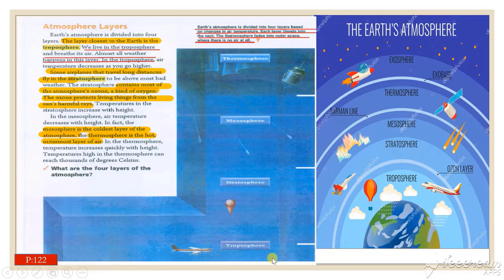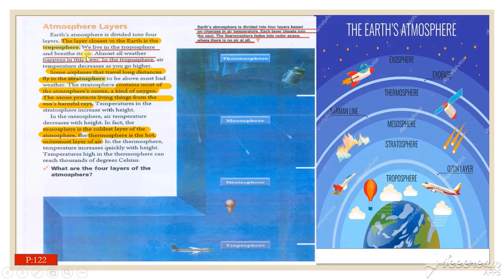The first atmosphere layer is the troposphere. What is the troposphere? The layer closest to Earth is called the troposphere. We live in the troposphere and breathe its air. Almost all weather happens in this layer. In the troposphere, air temperature decreases as you go higher.